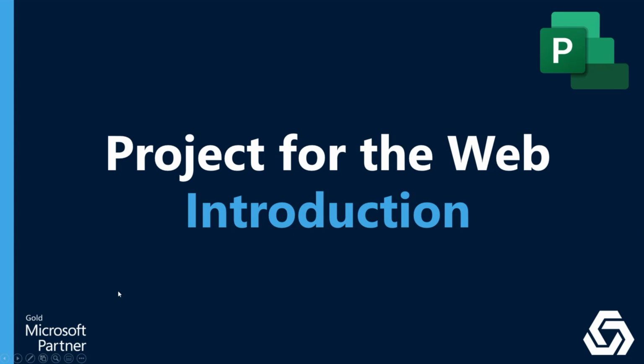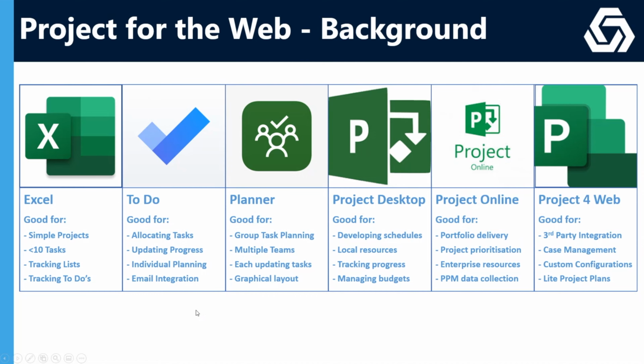Introduction and overview for Project for the Web. So if you are quite new to it and haven't used it before, I hope these slides just set the scene. There's a number of different tools available in the Microsoft ecosystem for project management. You could use Excel. I won't go into too much detail. There's an app called To Do. This slide is a bit old now, so I don't know if To Do is still around, but you can use Planner as well for project management and task activity management.